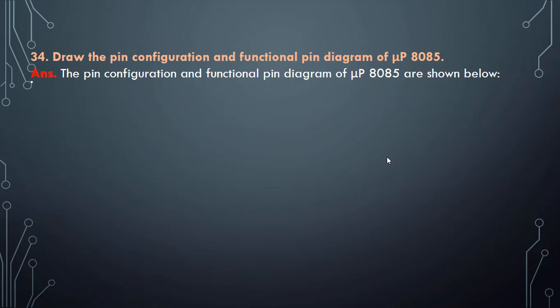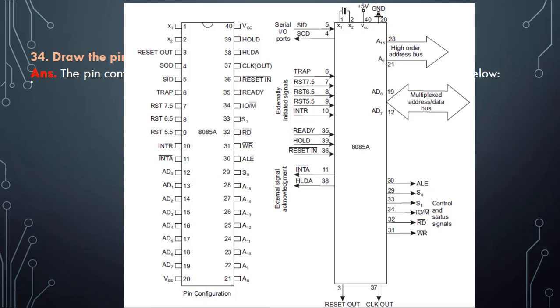As we know, the microprocessor 8085 has 40 pins and the diagram looks like this. Here you can see both sides of the microprocessor have 20 pins, and each pin has several responsibilities of the microprocessor 8085. So, move to the next question.